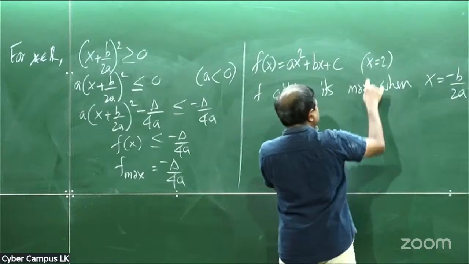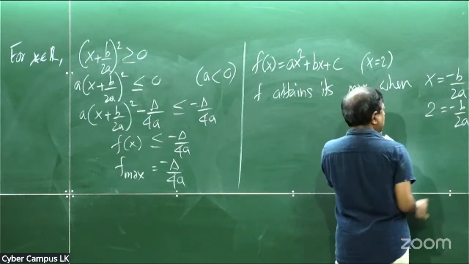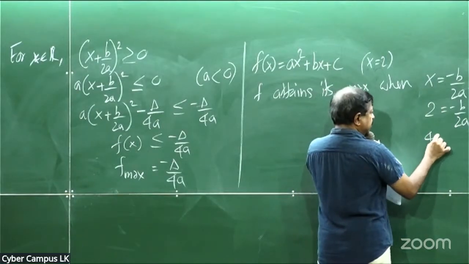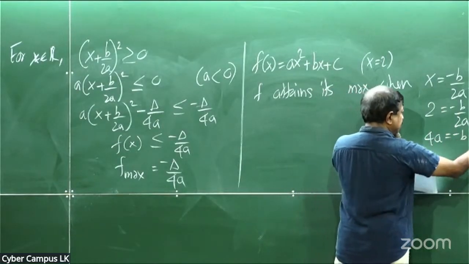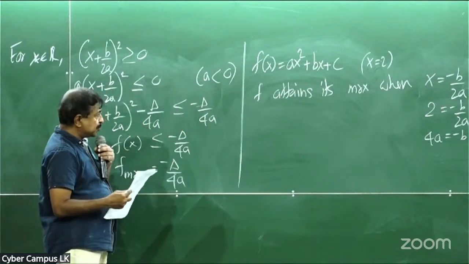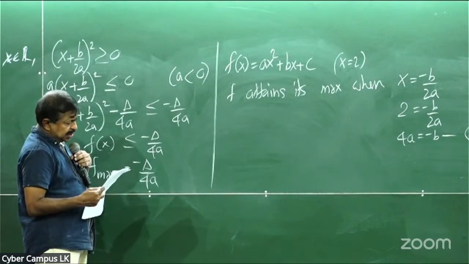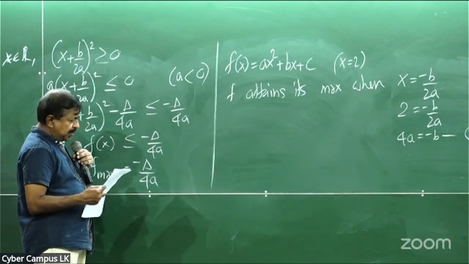And this says that x is 2. So you can come up with some relationship, say 4a is minus b. We have to come up with 3 such relationships to find a, b, and c. And we have to show that f(x) is something.